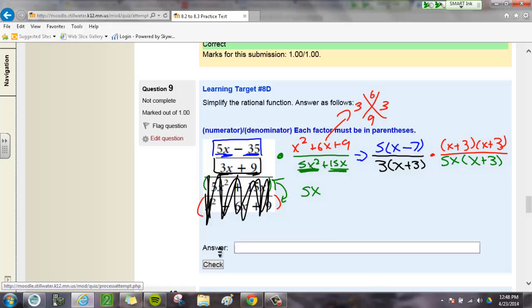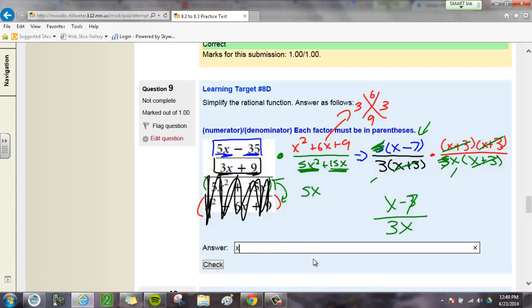Okay. Now, since everything's factored, we can start canceling top to bottom. x plus 3 cancels that x plus 3. This x plus 3 cancels out that x plus 3. This 5 cancels out this 5. Nothing else cancels out. So what are we left with? We're left with x minus 7 over 3x right there. Let's put that in there. x minus 7 divided by 3x.